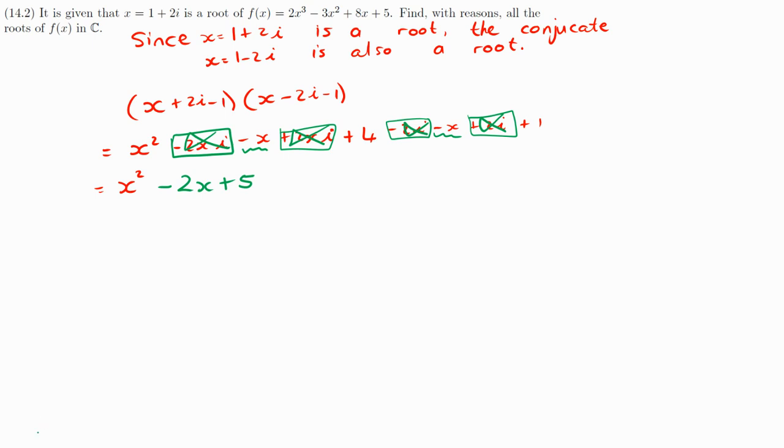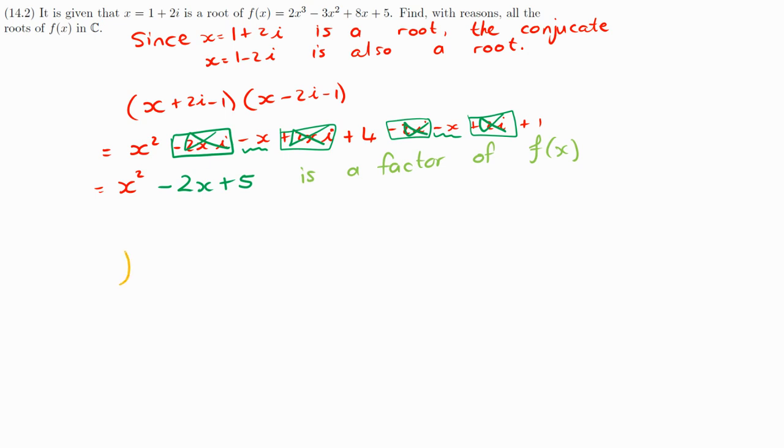So this is also a factor of f of x. So we just took these two factors and multiplied with each other. So that's going to be a factor of this. Okay. So the following, we're going to do long division to find out any other factors of this.